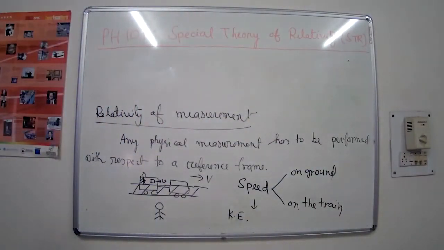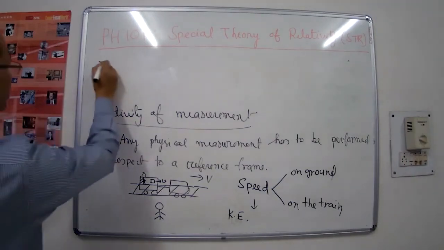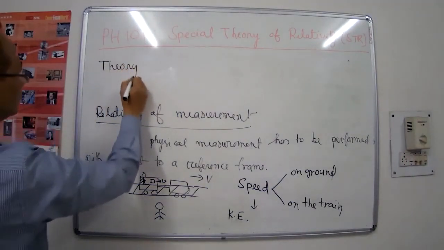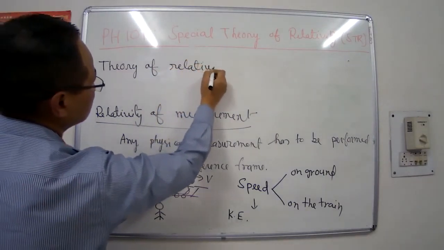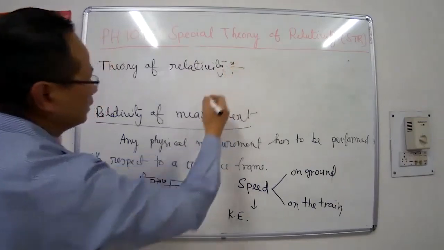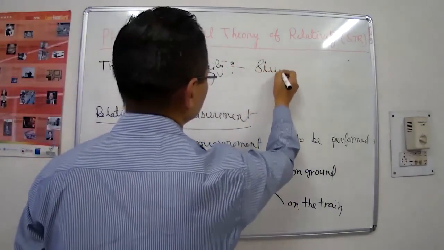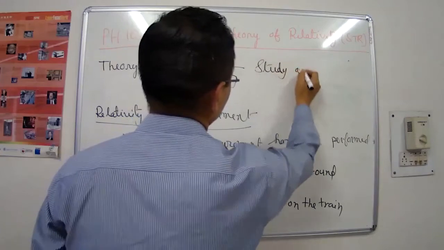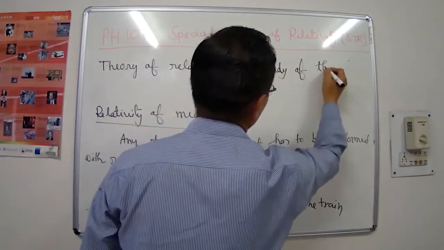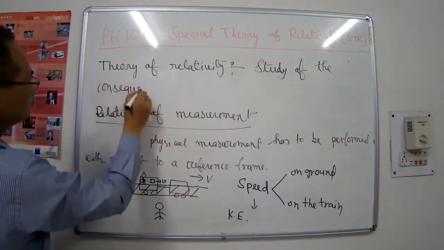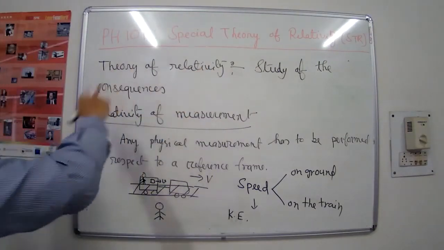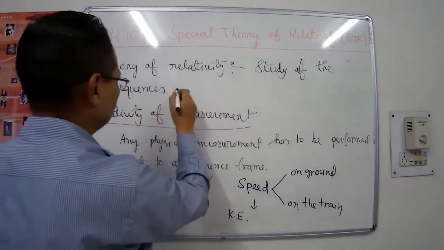Now, the theory of relativity is the study of the consequences of relativity of measurement.